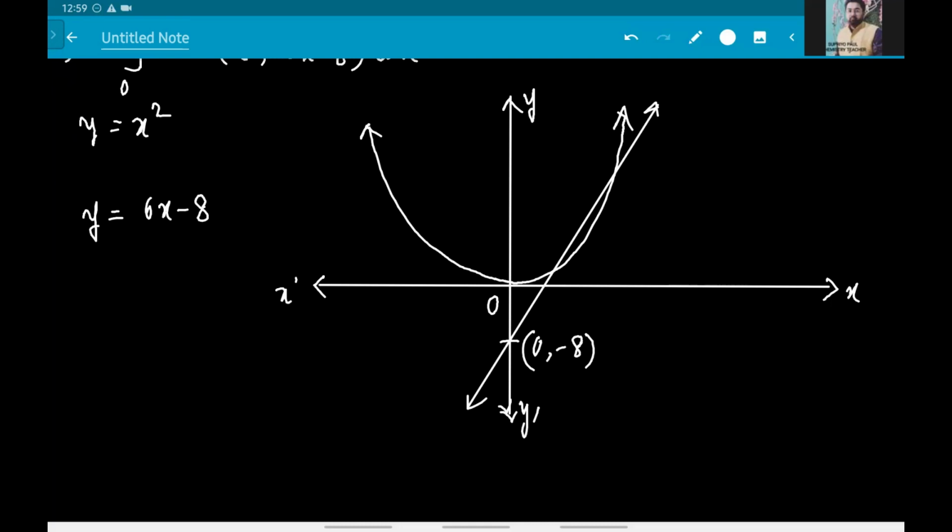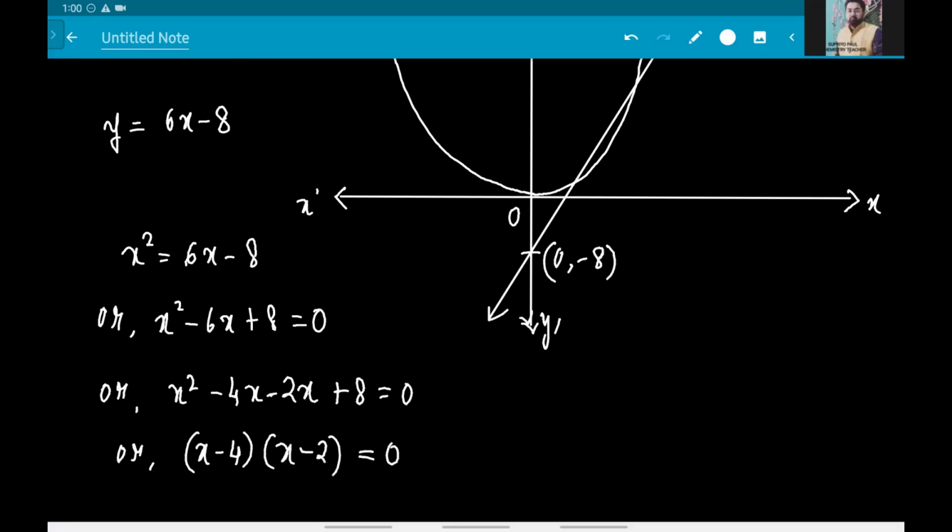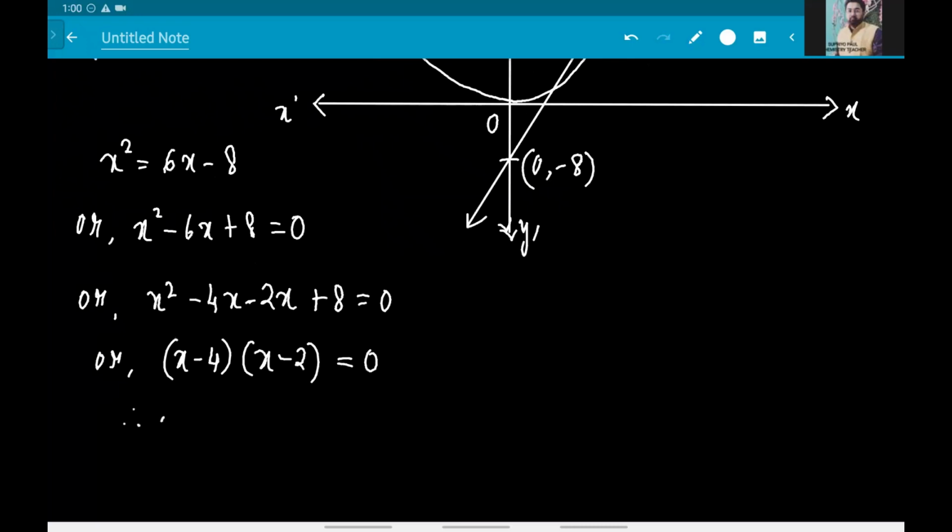That means here 2 points of intersection are given. So here just equate this one, x square equal to 6x minus 8, or we can write it as x square minus 6x plus 8 equal to 0. Or this one we can write as x square minus 4x minus 2x plus 8 equal to 0. Or from this we can write x minus 4 into x minus 2 is equal to 0. Therefore, x can be 4 or x can be 2.